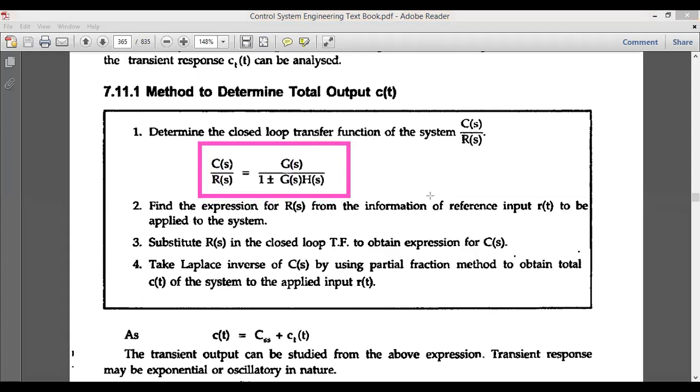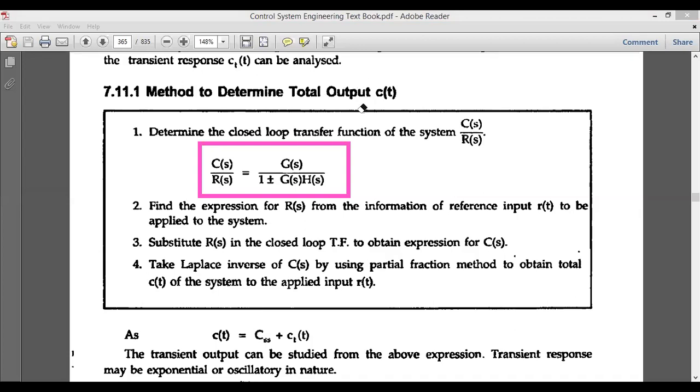The very first method to calculate the total output is that you need to determine the closed loop transfer function, using this formula. For this you can refer to your block diagram reduction techniques or the signal flow graph. For a given system you need to find the transfer function, because we know the methodology to find the transfer function either by using the block diagram method or by simply using the signal flow graph method. That is nothing but applying Mason's gain formula.